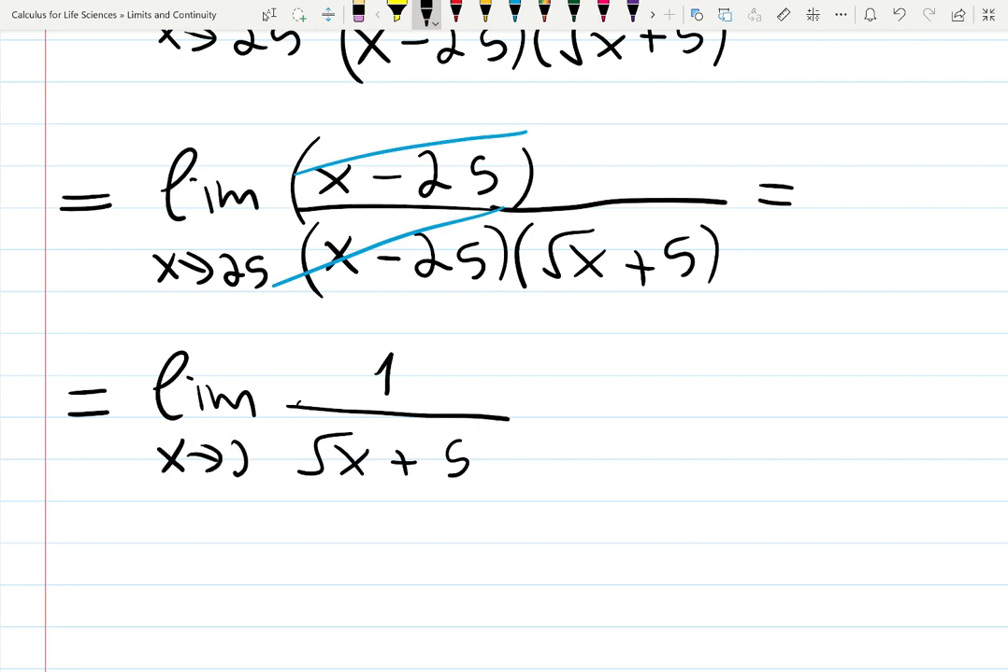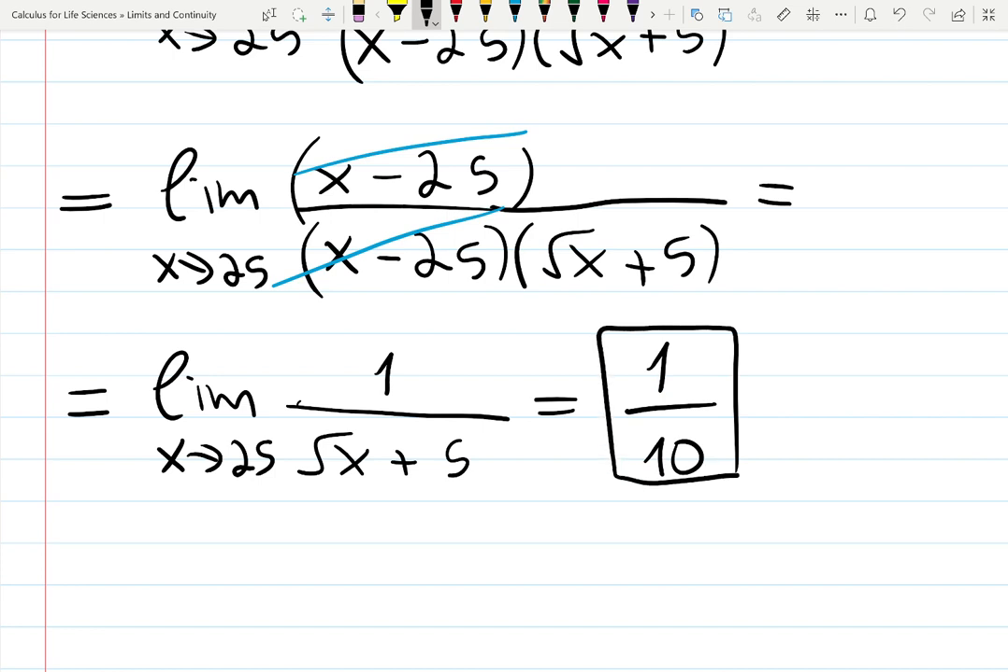As x approaches 25, did we simplify enough? I don't know. So step 3, plug in and see what's happening. If it's not enough, you repeat something and do something more. But it seems like it's good enough. When I'm plugging in 25, what am I going to have? 10 in the denominator, so it's 1 over 10.